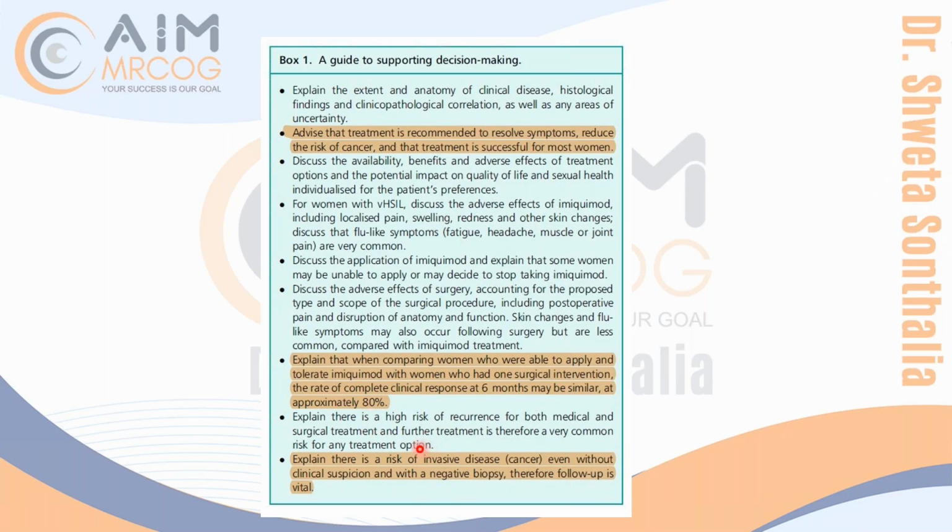High risk of recurrence, you always have to inform because there is 26% chance of recurrence. So approximately 1 in 4 will recur, whatever modality you choose to treat. It doesn't matter, either medical or surgical, but 1 in 4 will recur. There is a risk of invasive disease in the beginning itself. There might be an occult cancer in the beginning itself. So follow-up is vital, is what you have to inform them.